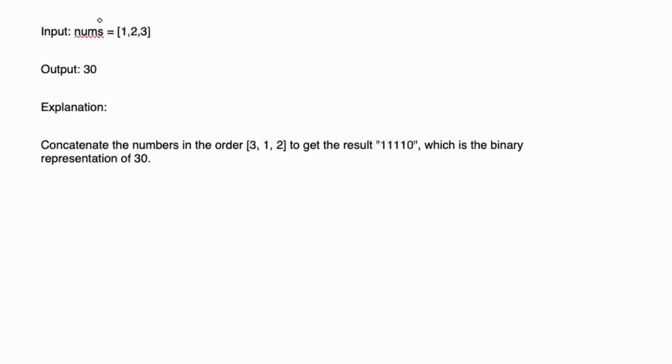So an example is that we're given nums of 1, 2, and 3, and the output would be 30. And the explanation is that if we look at the binary that these numbers form, we can concatenate them to get this number, which when we convert to an integer will give us 30. Let's take a closer look at this example and see exactly how we can solve this.